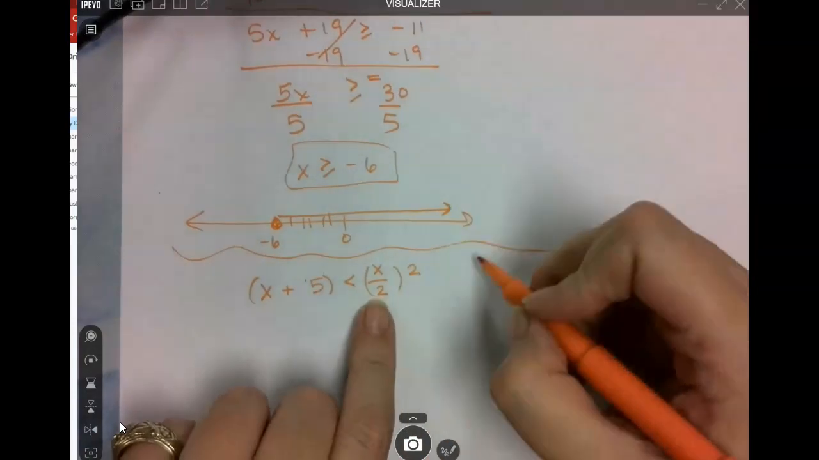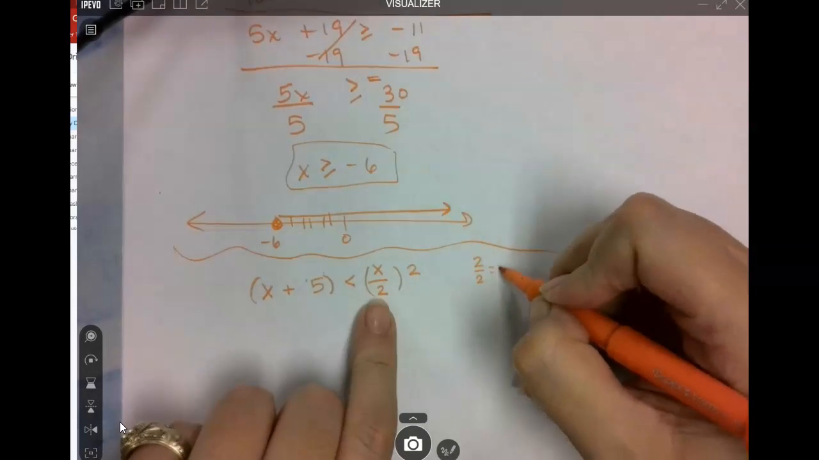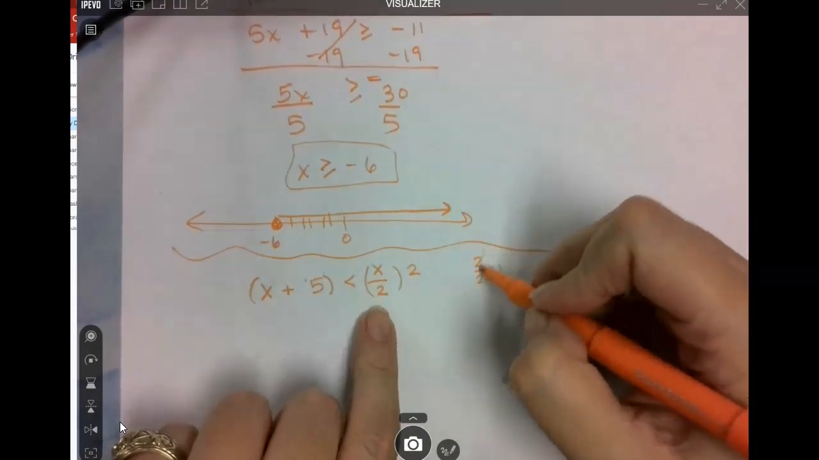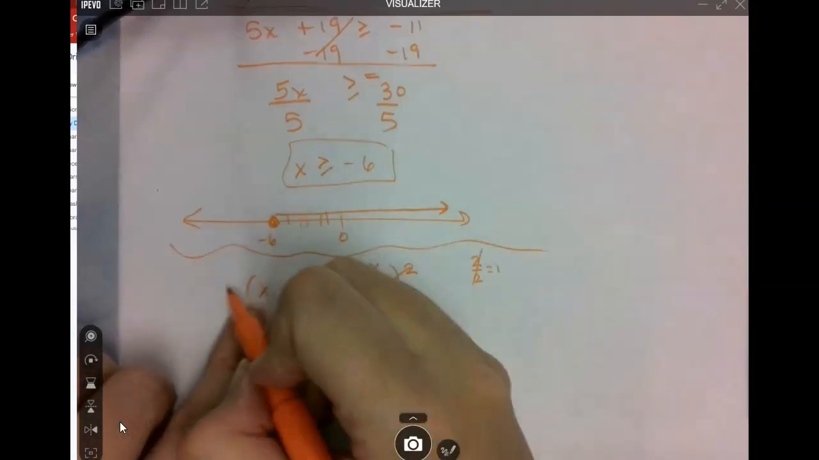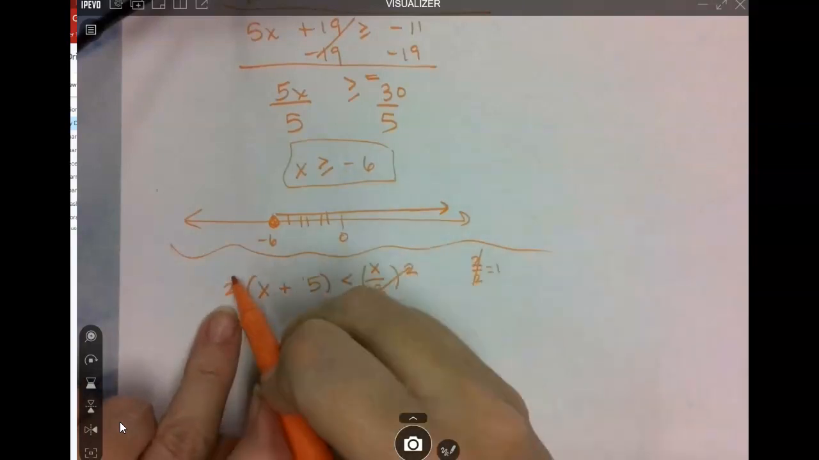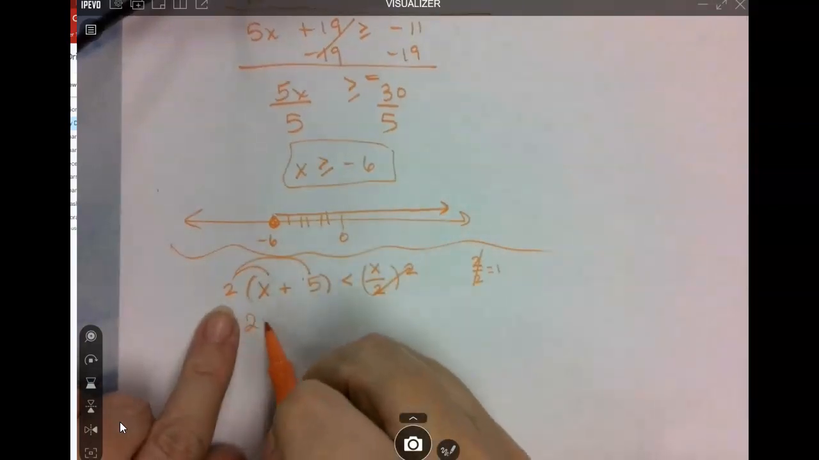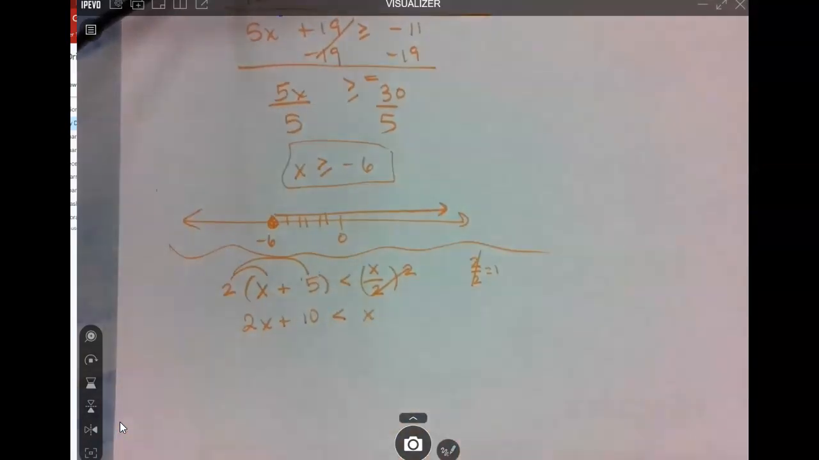Because here, what is 2 divided by 2? Well, anything divided by itself is just 1. So this is why this will literally just cancel out when I do it. And I multiply both sides times 2, so I keep it equal on both sides. Now I can just distribute it over here, and I get 2x plus 10 is less than x.